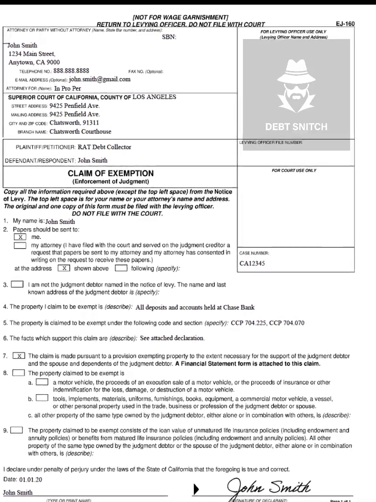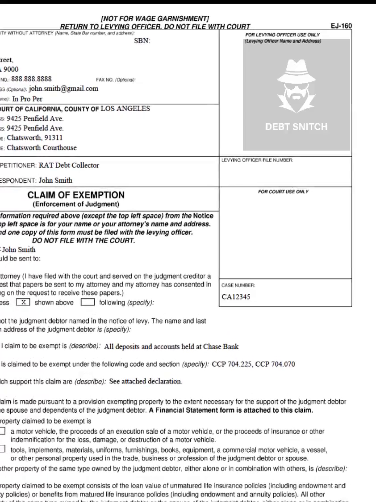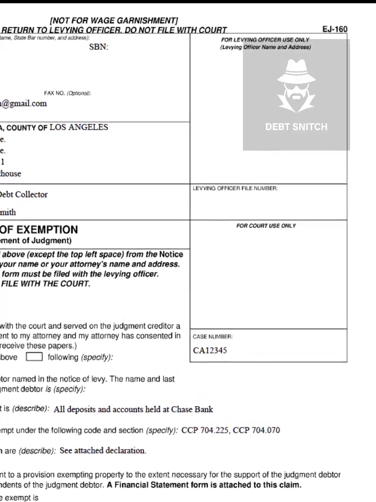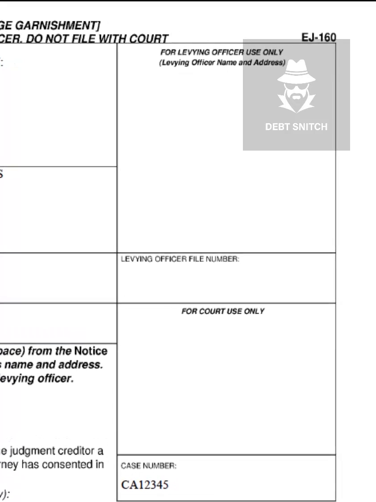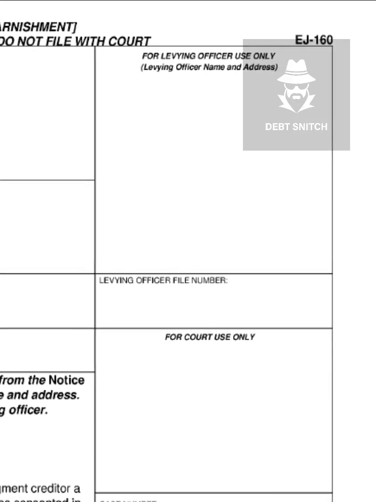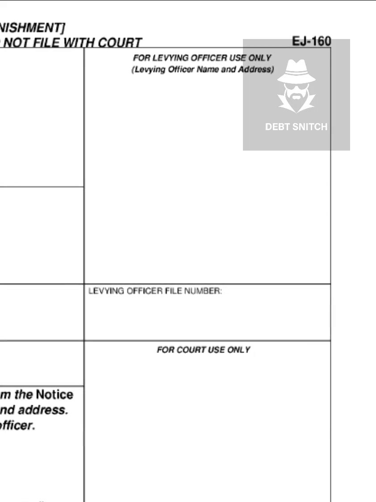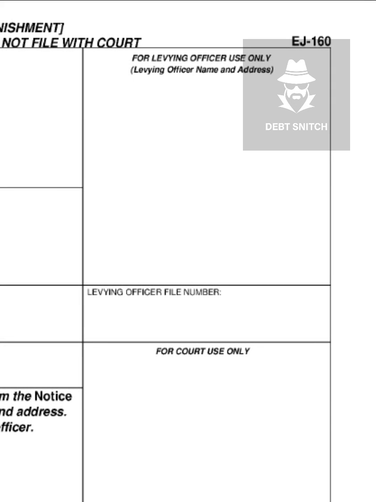So say I fell victim to one of these rats. They sued me, they never served me, I didn't know I was sued, and then they took a judgment against me. Now, all of a sudden, the money in my bank account is gone. But the money isn't really gone, the sheriff is holding it, and I could probably get some of it back. So, in this case, I need to use Form EJ-160. This is for a bank levy.